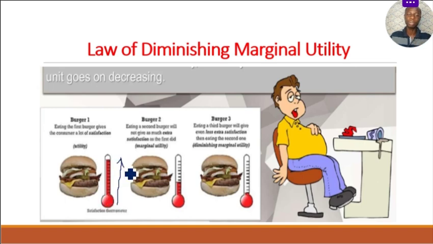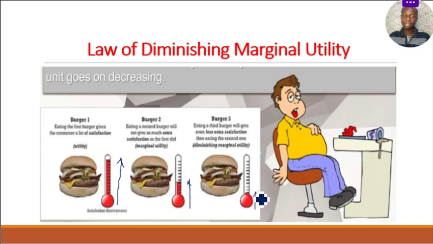Are you seeing it? Good. But what happened by the time you take the second round? You can see that the satisfaction he derived is at this low. Have you seen it? Good. Now what happened when you take the third one? You observe that the satisfaction he derived is just this low.